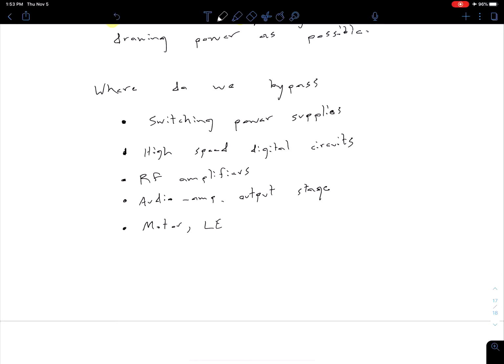So motor, LED, or display drivers. So those are all instances where we would want to consider using a bypass capacitor.